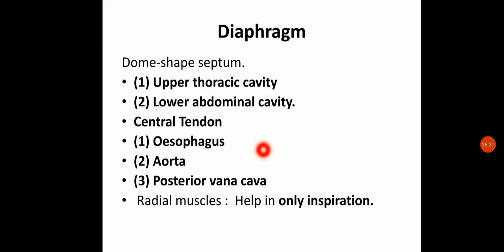In the diaphragm, we have radial muscles which originate from the periphery and are inserted in the center of the diaphragm. By the contraction of these muscles, the diaphragm, which is dome shaped, becomes flattened. During relaxation, it again returns to the normal shape. Hence we can say these radial muscles help in inspiration. You may note it down.